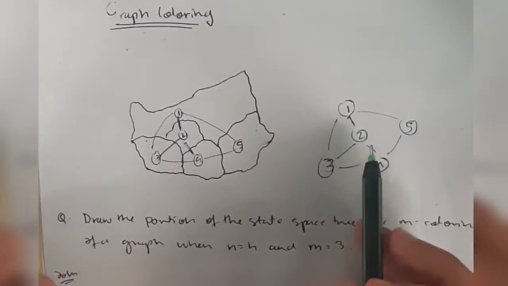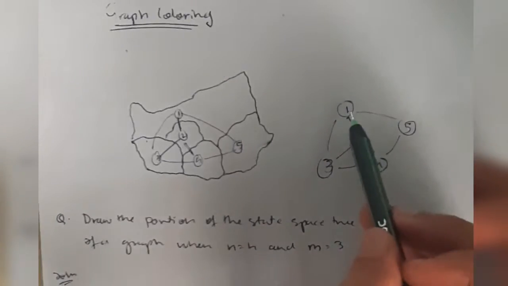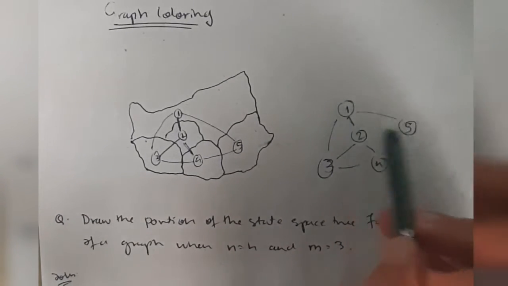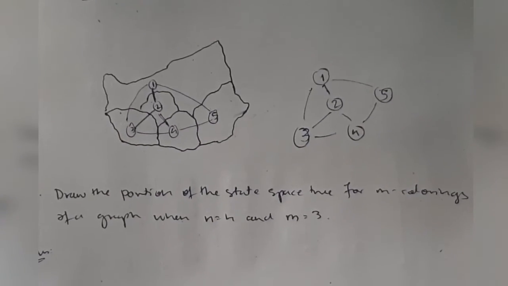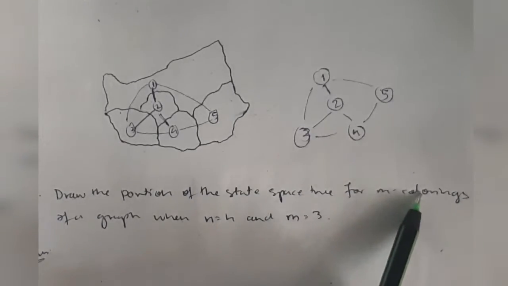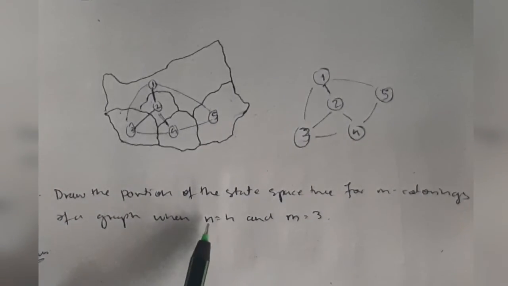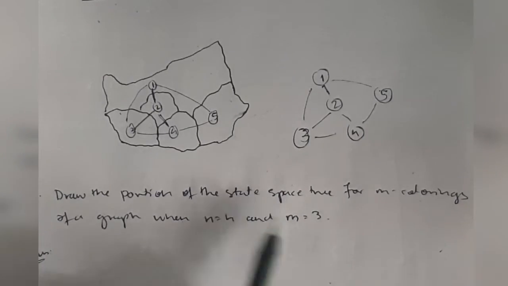Now see, we have the graph here. By using this, we can find out if two adjacent nodes have the same color or not. In the exam you can expect this type of question: draw the portion of the state space tree for m colorings of a graph when n is equal to 4 and m is equal to 3. Now what is n, what is m, and what do we have to do here? Let's discuss that.